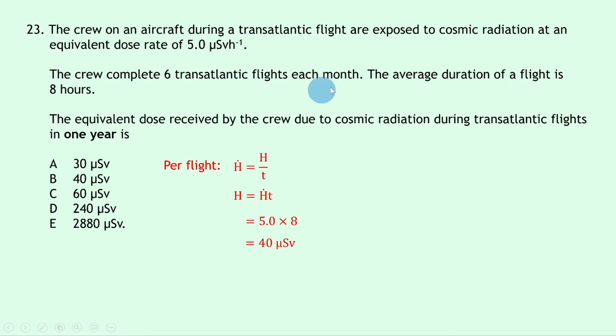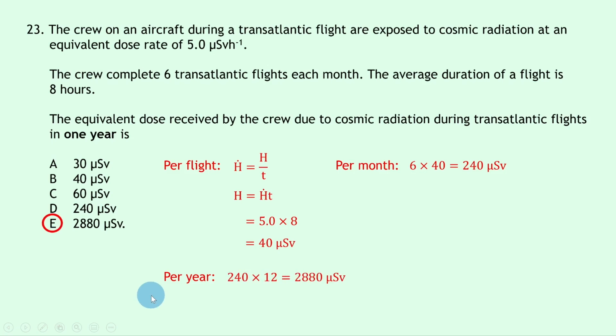But because there's 6 flights each month, we can think about the equivalent dose received per month. So because there's 6 flights in a month, we can do 6 times the 40 is equal to 240 microsieverts. And because there's 12 months in 1 year, we can now calculate the equivalent dose per year and say it's going to be 240 times 12, which equals 2,880 microsieverts, which gives the answer E.